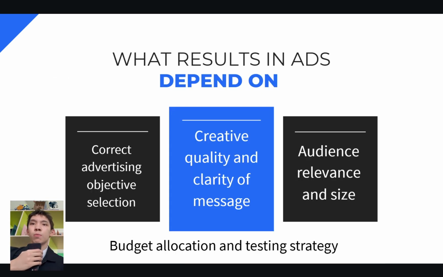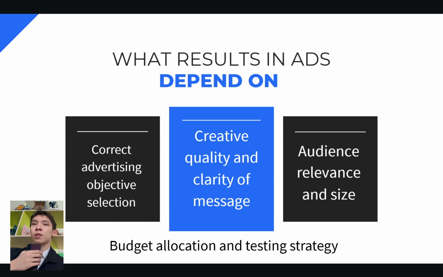So let's talk about what results in ads depend on. Many people think that it mostly depends on budget, but that's not actually true. The first and most important factor is setting the right advertising objective. If the objective is not set in the correct way, even if it is a good ad, it won't work properly.